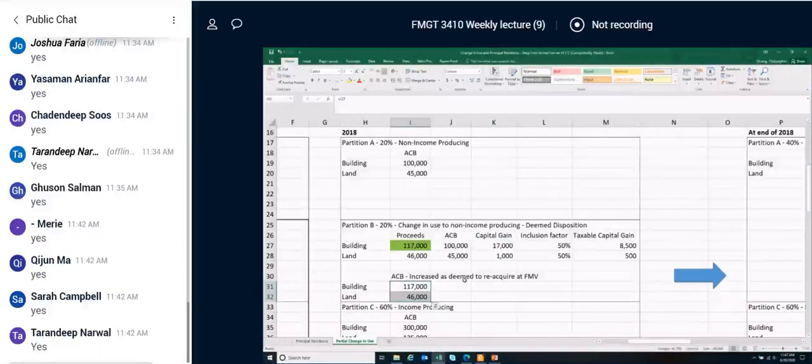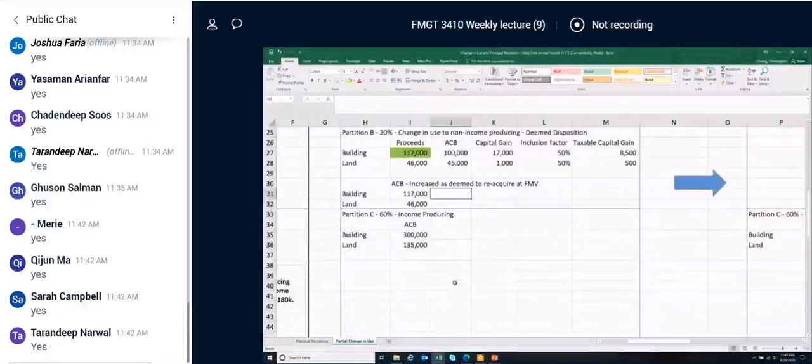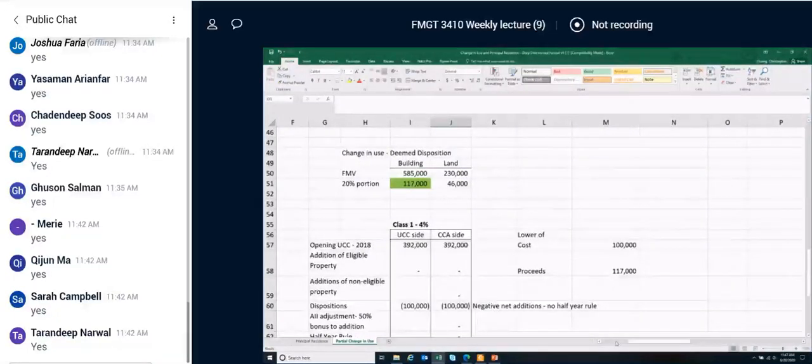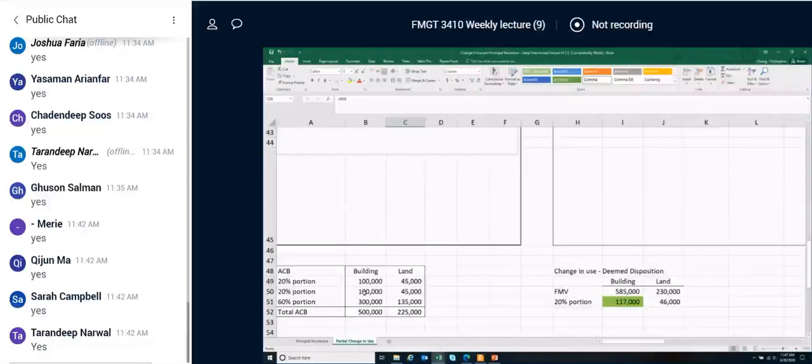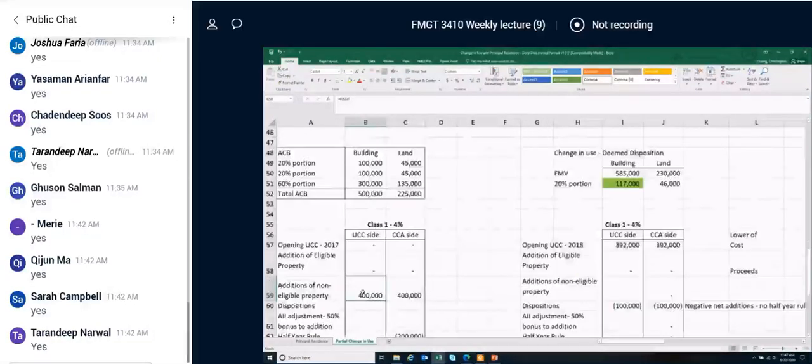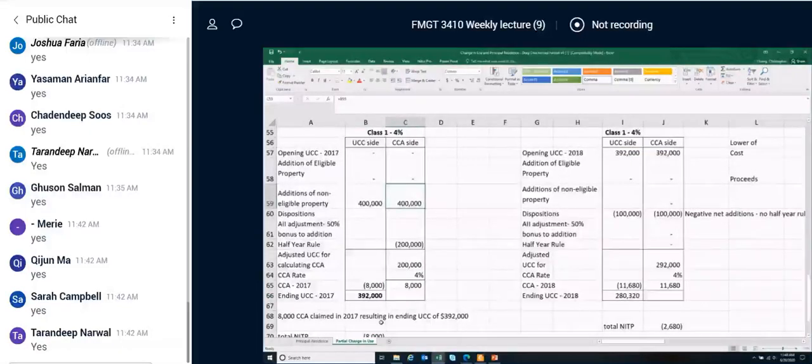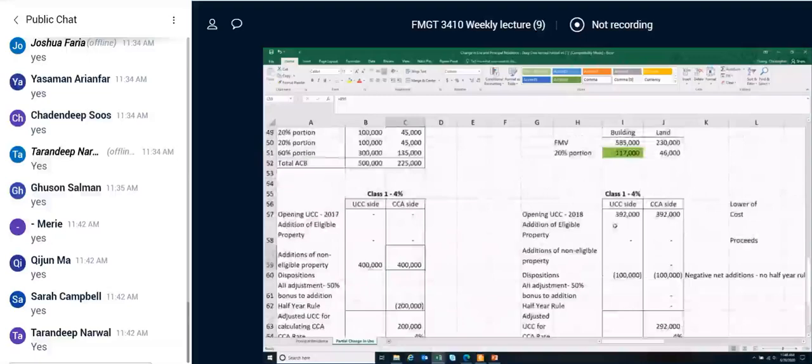When you go down here and look at UCC, at the very beginning, 80% was income purpose. And remember, this is 2017, so the AII rules do not yet apply. For AII, you had to have your addition on November 21st, 2018 and beyond. This is non-eligible in 2017, so we did the half-year rule. Now we come to 2018, where you have a disposal.